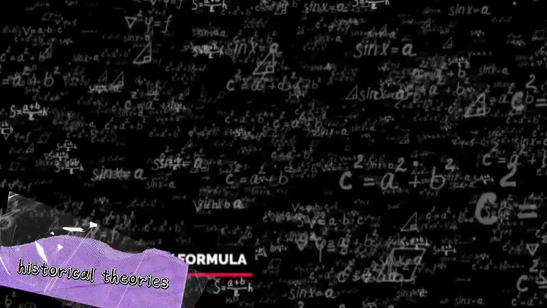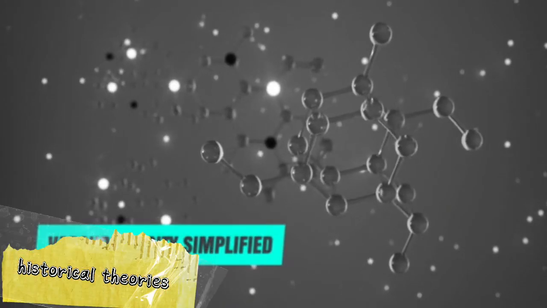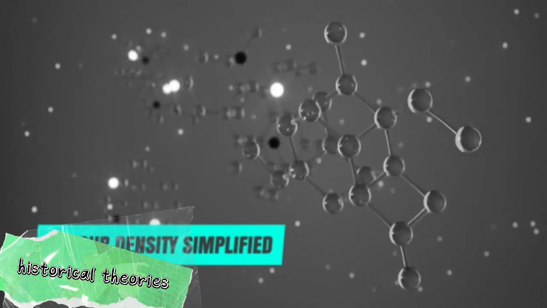Vapor density is the ratio of density of vapor to density of hydrogen. Vapor density equals density of vapor divided by density of H2 at the same conditions. Vapor density also equals molecular mass divided by 2.